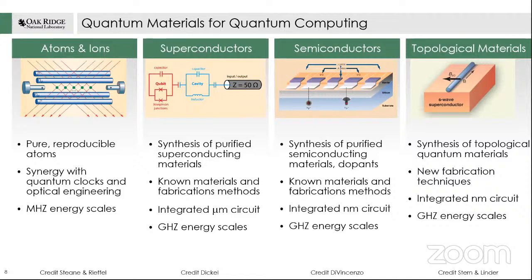But of course, superconductors and semiconductors can also be used for encoding information in the charge states of these devices, either in the superconducting circuits themselves or in donors implanted into the materials, which are then controlled externally by these overlaid electrodes. And then finally, a fourth class of materials for quantum computing that we're interested in at Oak Ridge is based on the idea of exotic quantum states that can exist within materials, and in particular, topological materials.